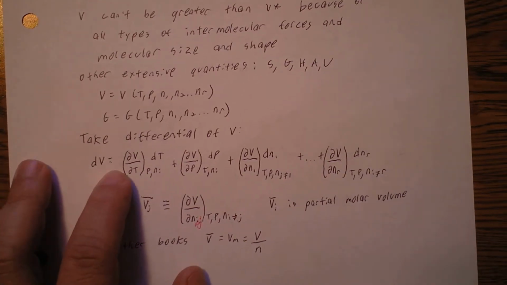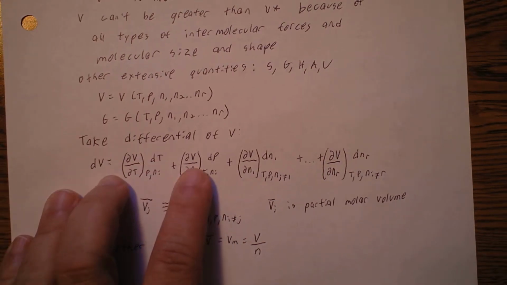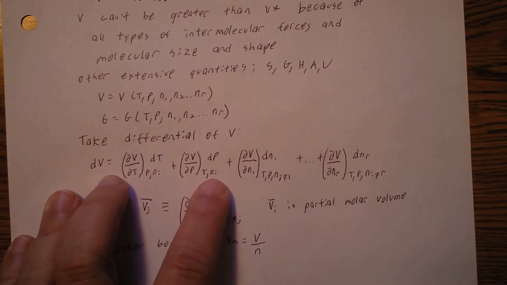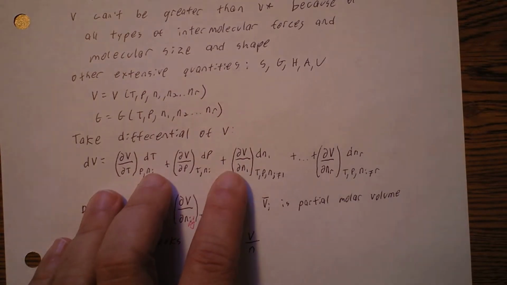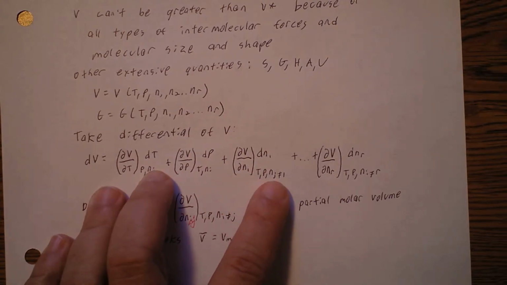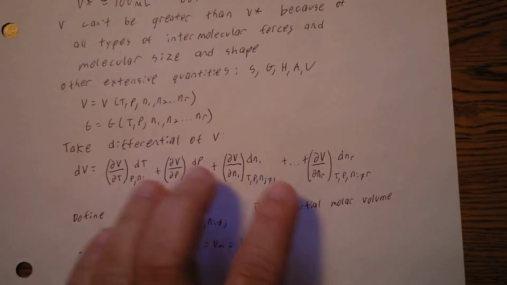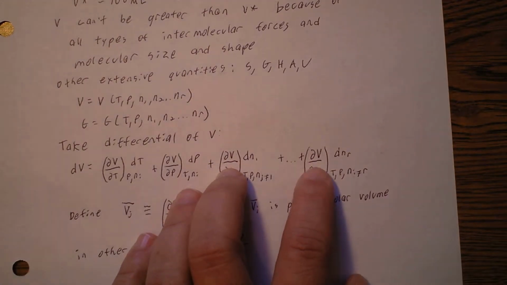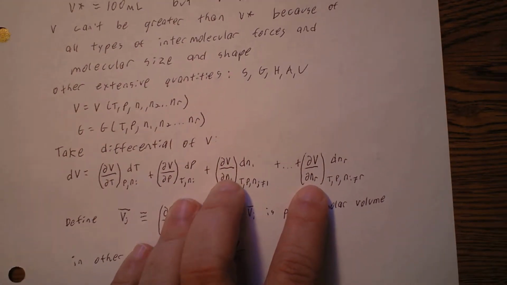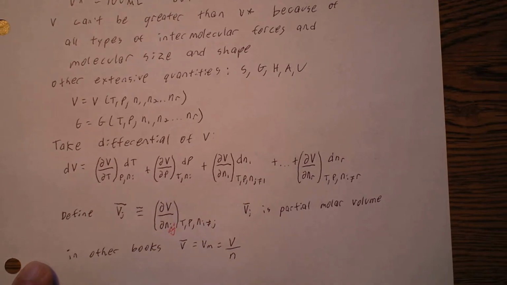So the differential of volume is going to be the partial derivative of volume with respect to T, holding everything else constant, times the differential of T, plus the partial derivative of volume with respect to pressure, holding temperature and everything else constant, times the differential of pressure, plus the partial derivative of volume with respect to the number of moles of substance 1, holding temperature, pressure, and all the other substances constant, times the differential of the number of moles of substance 1, etc., all the way to the partial derivative of volume with respect to the number of moles of substance R, holding temperature and pressure and all the other substances constant, times the differential of the number of moles of substance R.